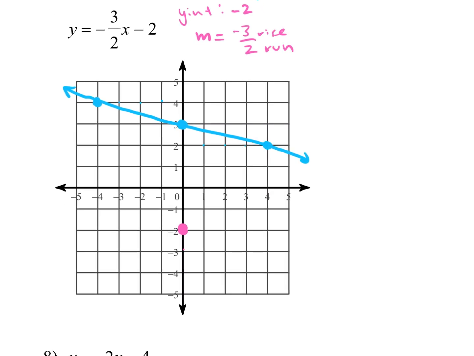So we go down 1, 2, 3 to the right 2. Now, since we're running off of our graph, we can go in the opposite direction too. So we can go up 3 and to the left 2. Now I want to keep making points until my lines intersect. So I'm going to go up 3 again and to the left 2. Now where do our lines intersect? -4, 4. Awesome.